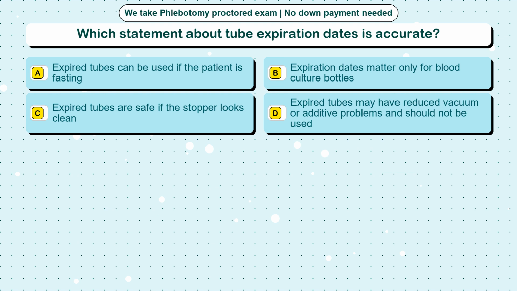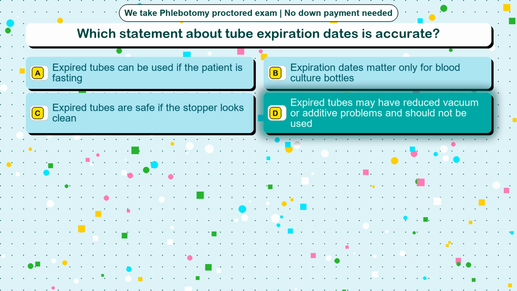Option A, expired tubes can be used if the patient is fasting. Option B, expiration dates matter only for blood culture bottles. Option C, expired tubes are safe if the stopper looks clean. Option D, expired tubes may have reduced vacuum or additive problems and should not be used. The correct answer is option D.